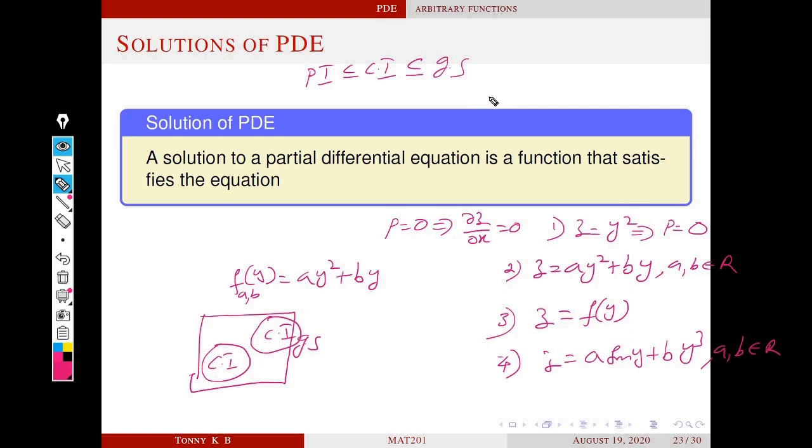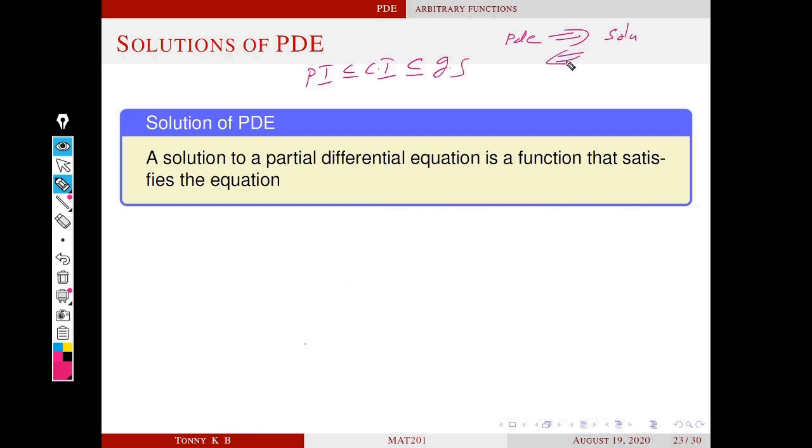Now I am going to redefine the formation of a PDE in terms of solutions. Suppose this is a PDE and this is the corresponding solution. Solving a PDE means we are finding a solution from this equation. So this is the direction. Then what is the formation of a PDE in terms of solutions? Yes, it is the reverse process. So formation of a PDE and solving a PDE are opposite processes.